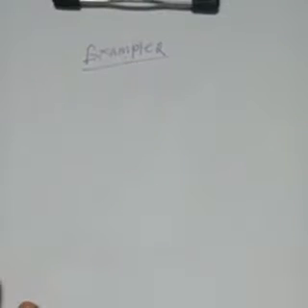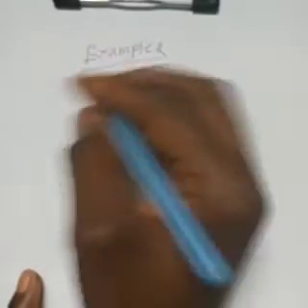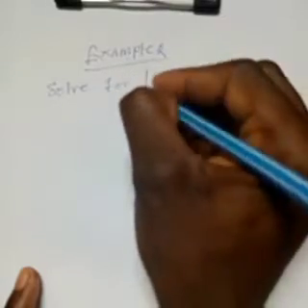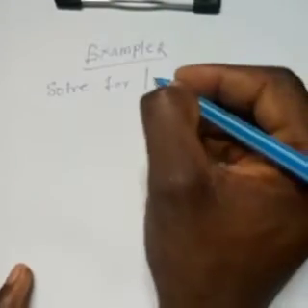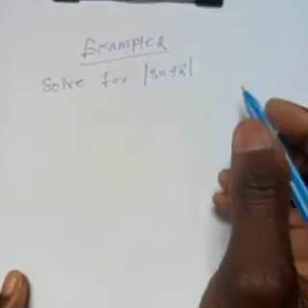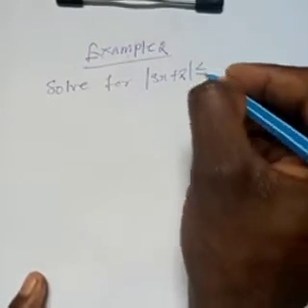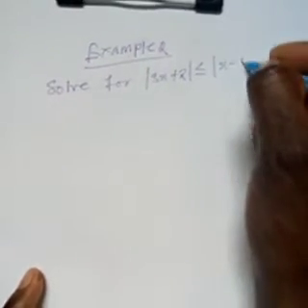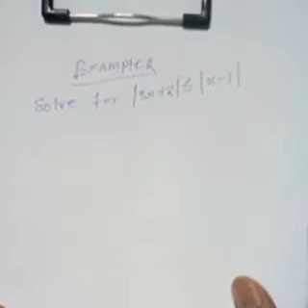What is it that example 2 is trying to tell us? Okay, so we can say solve for modulus of 3x plus 2, close. Then you put less than or equal to modulus of x minus 1, close.